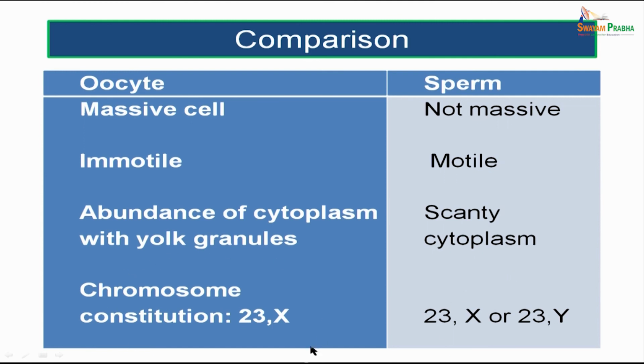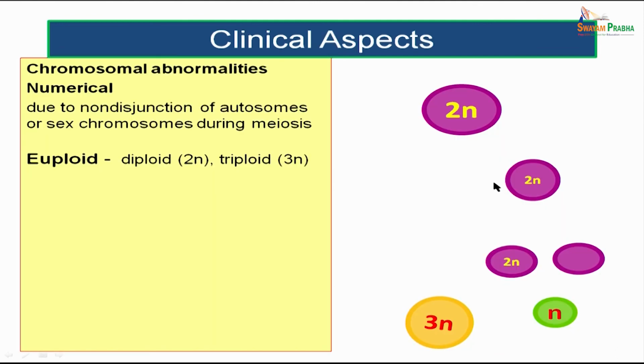About the chromosome constitution, the oocyte will always have the 23X chromosome pattern, whereas sperm can have either 23X or 23Y. If 23X unites with 23X of the oocyte, we get a female, and if 23Y unites with 23X, we get a male. So, sperm is the deciding factor of the sex of the fetus.